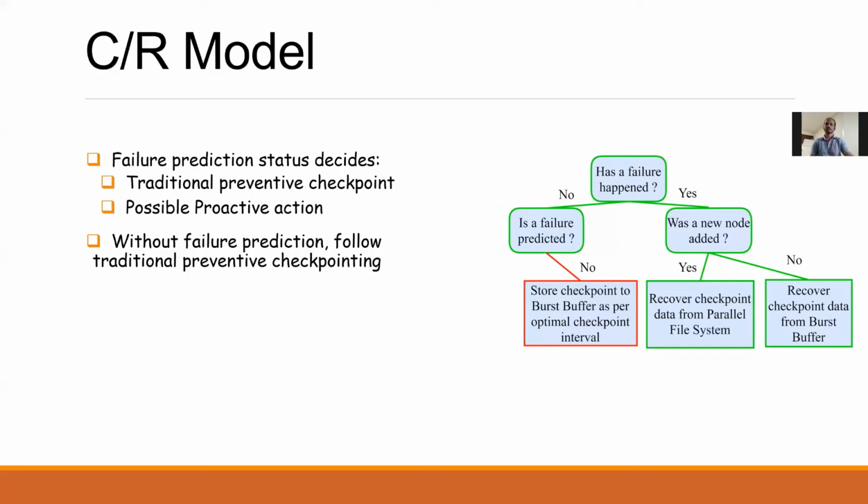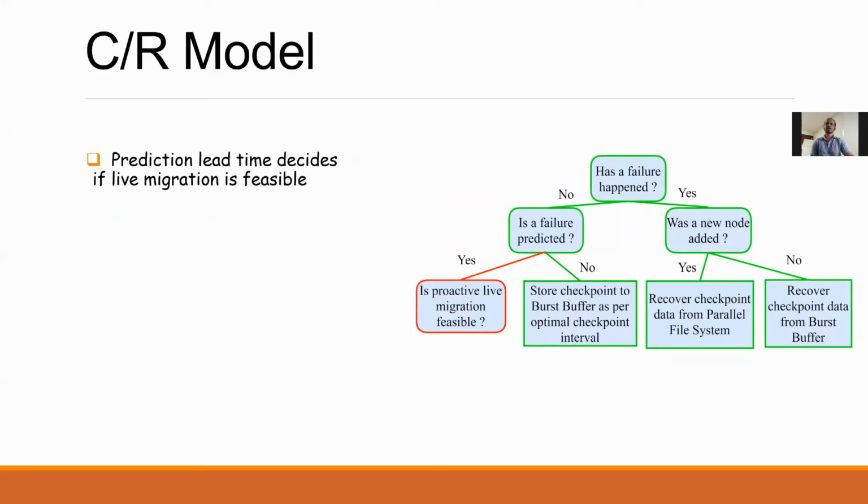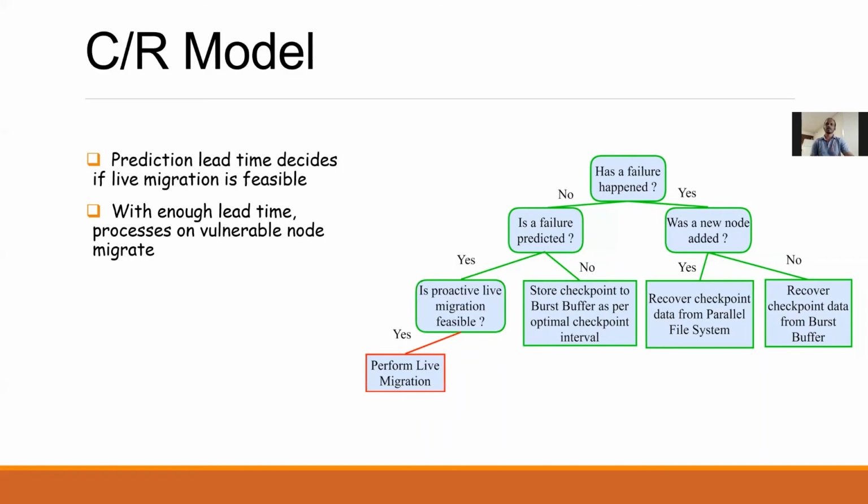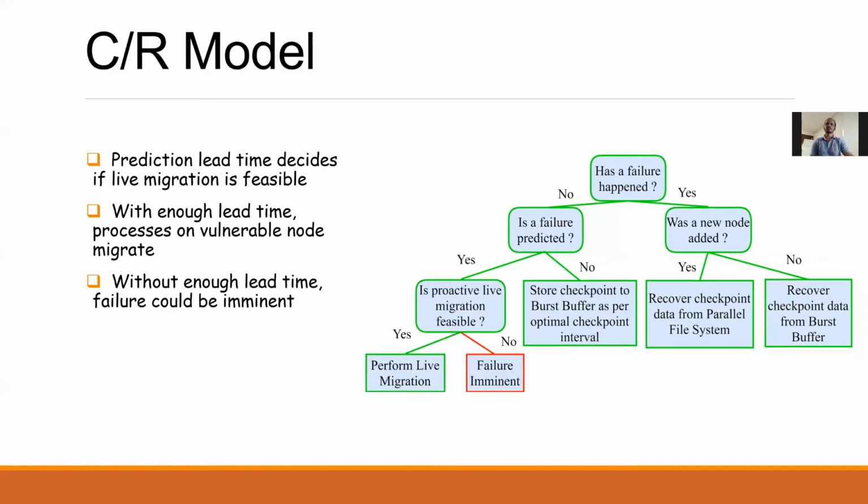If a failure prediction has happened, then we rely on the prediction lead time to take the next action. With enough lead time, we can take proactive live migration action and migrate the processes from the vulnerable node to a new and healthy node. Without enough lead time, the failure could be imminent.